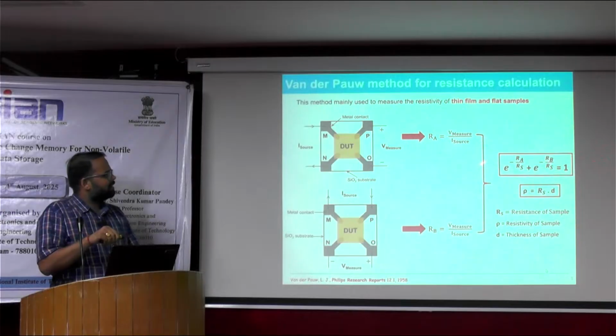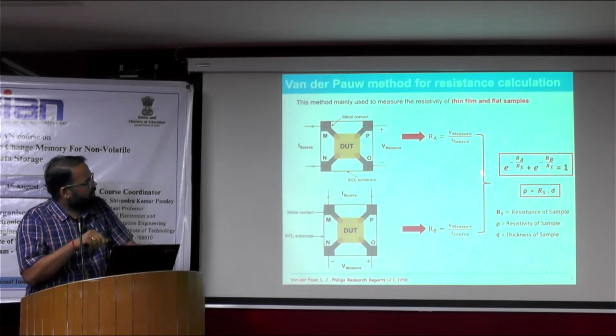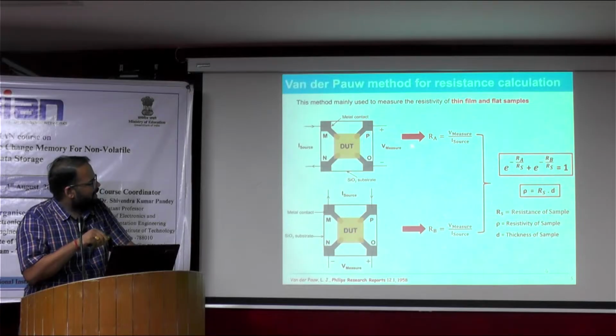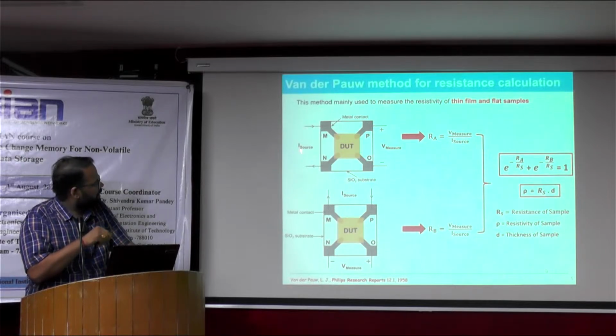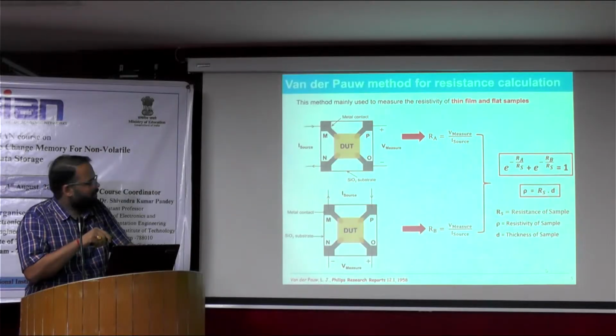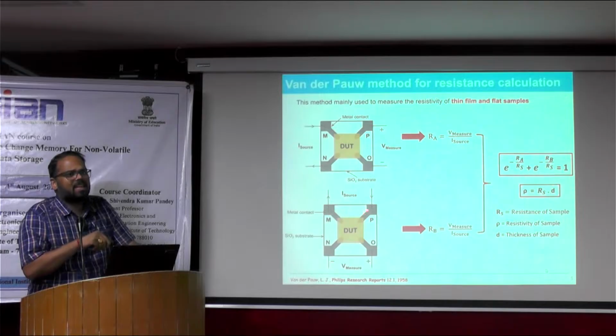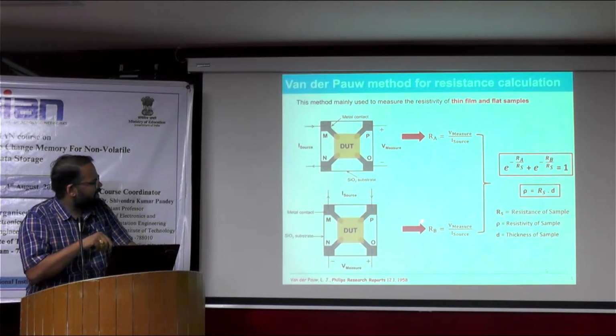They have proposed this mathematical relationship, where we can see the resistances Ra and Rb. These are different configurations. Ra is what? First you are sourcing on this side and measuring on this side, so you are getting one resistance. On the other side, you are just changing the terminals of source and measurement, and then you get Rb. So this Ra and Rb we can identify.